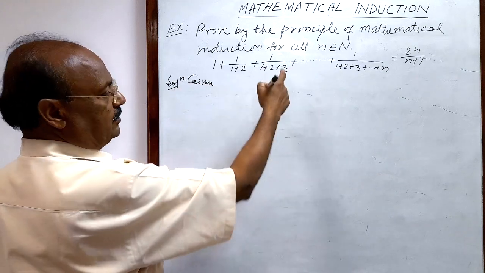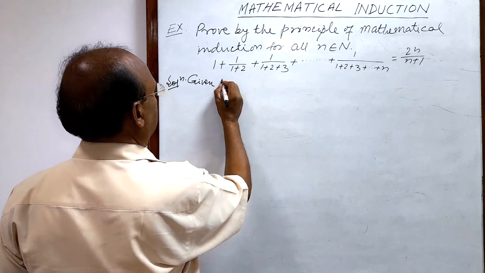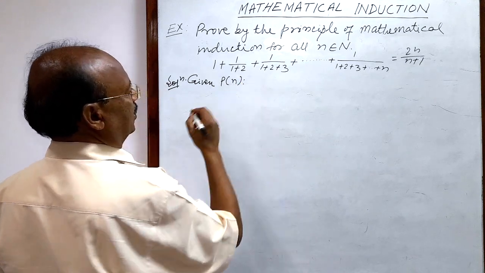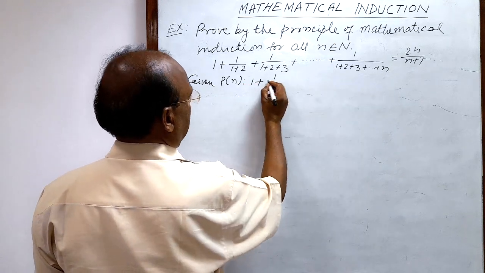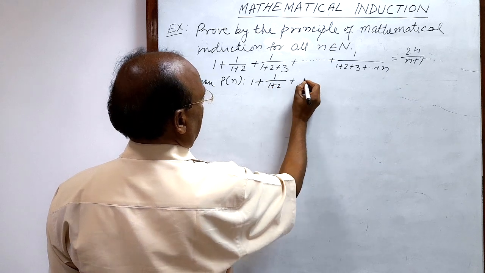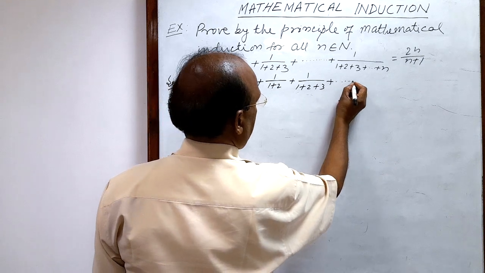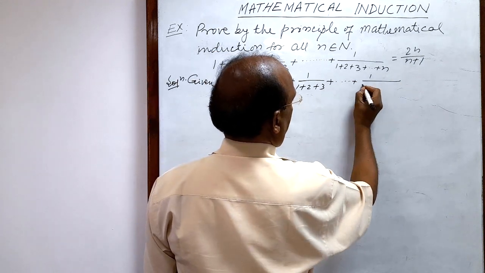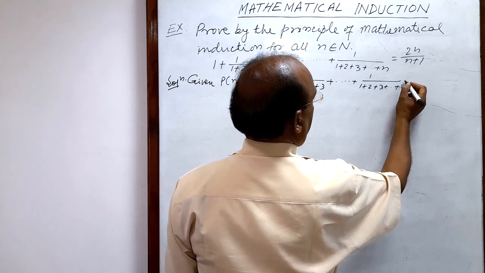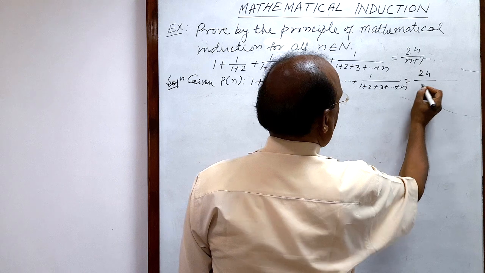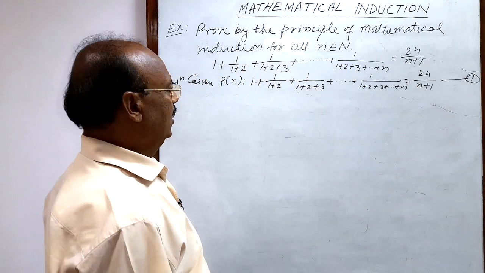Here the mathematical statement which is given is denoted by the notation Pn. The statement is 1 plus 1 upon 1 plus 2 plus 1 upon 1 plus 2 plus 3 plus up to 1 upon 1 plus 2 plus 3 plus up to plus n. This is 2n by n plus 1. Let us call it relation number 1.